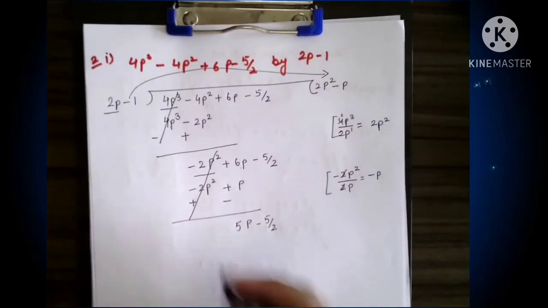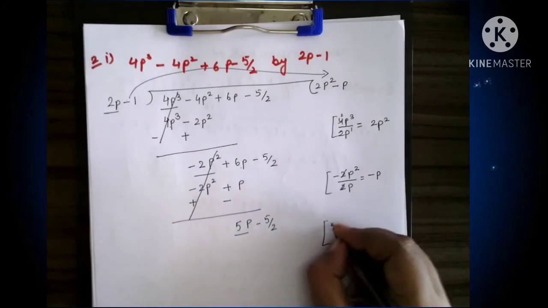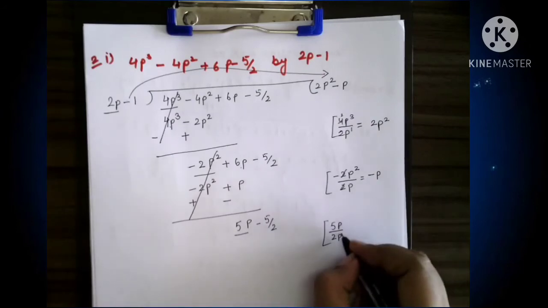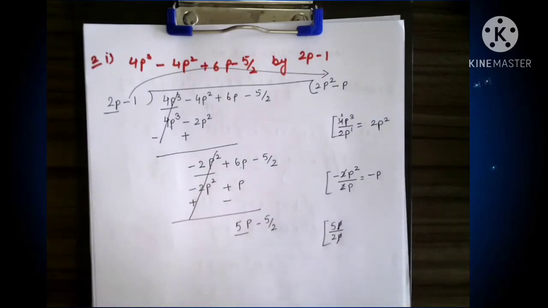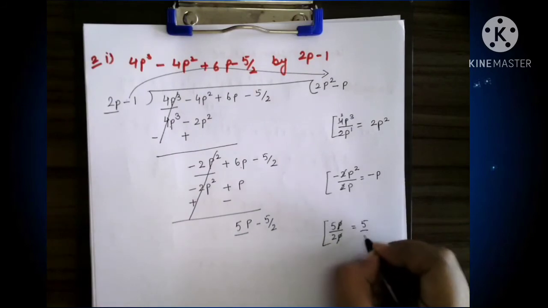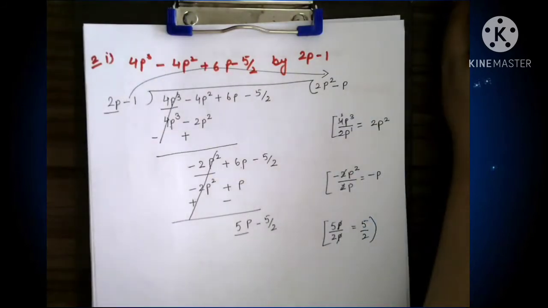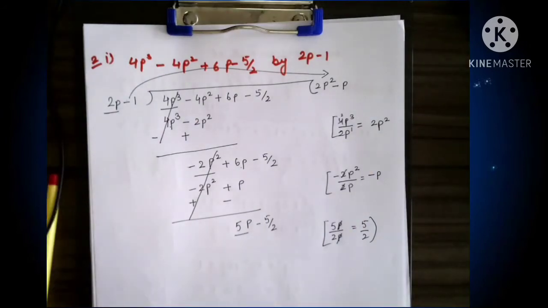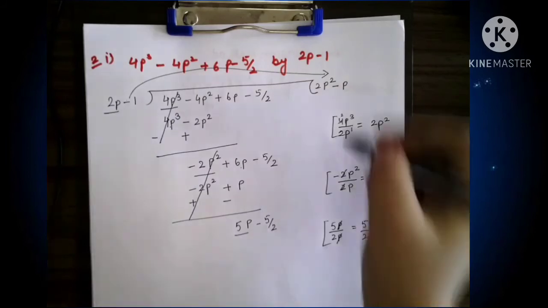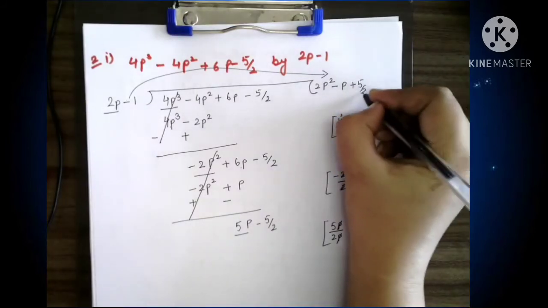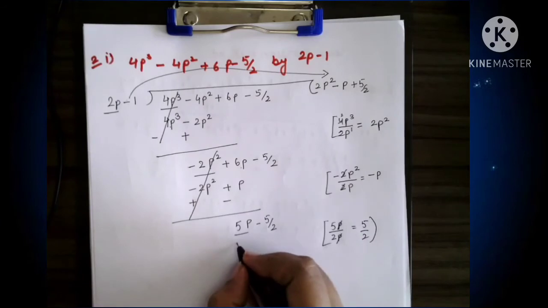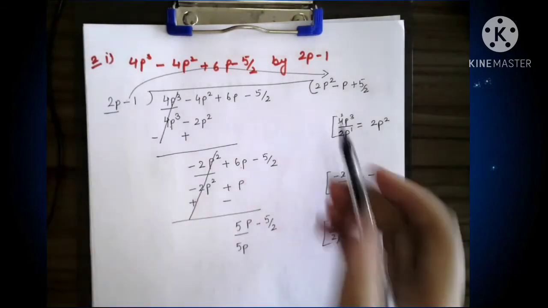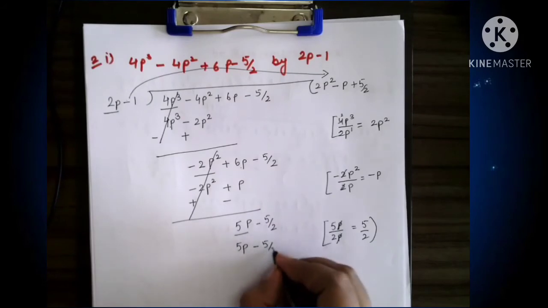Okay. Now again, the first term of the dividend, 5p divided by 2p. 5p divided by 2p, cancel. You get 5 by 2. Now it's 5 by 2, our new term of the quotient. So we write it here, 5 by 2. The first term we always write as it is, the one we underline. -1 multiplied by 5 by 2, we get -5 by 2.